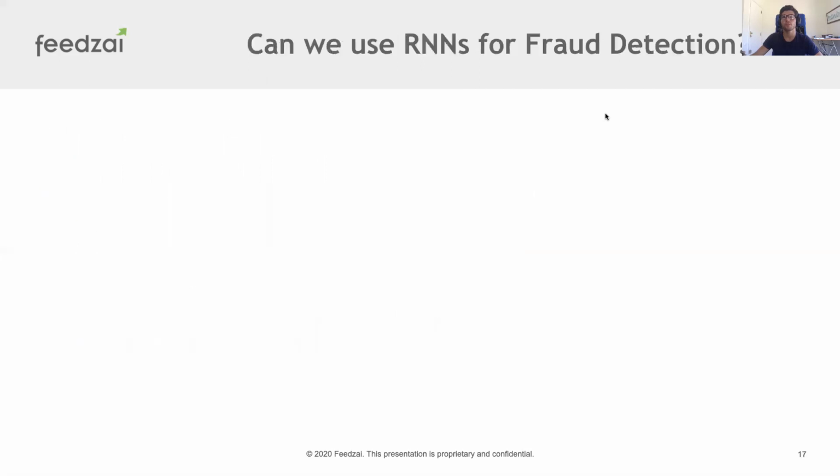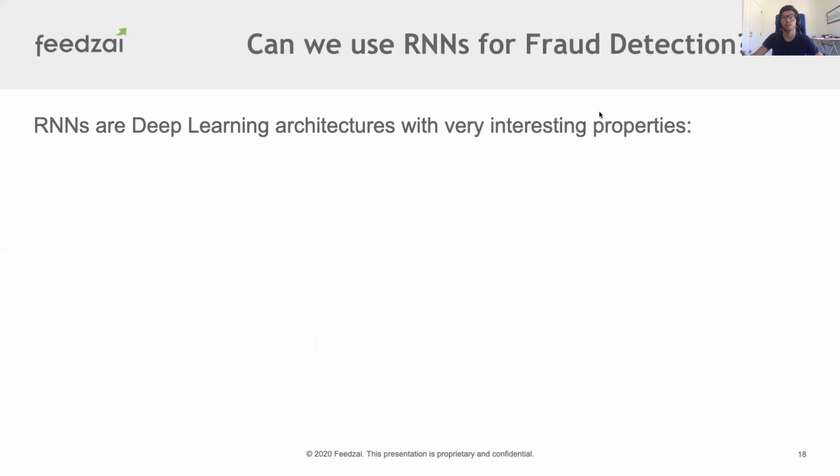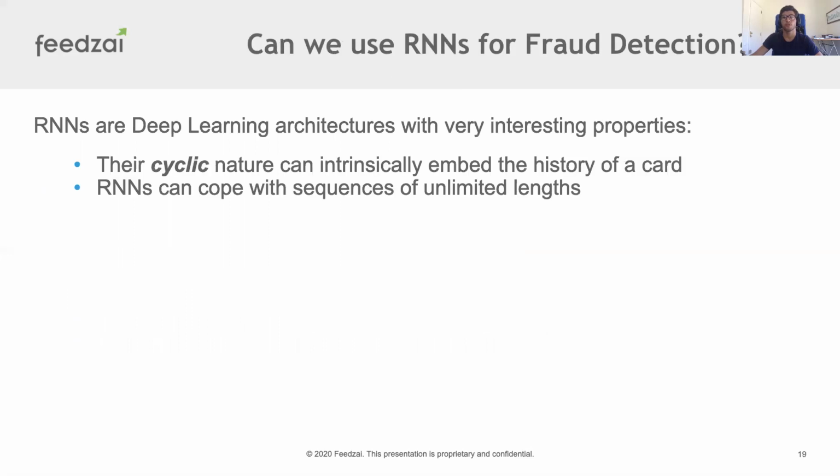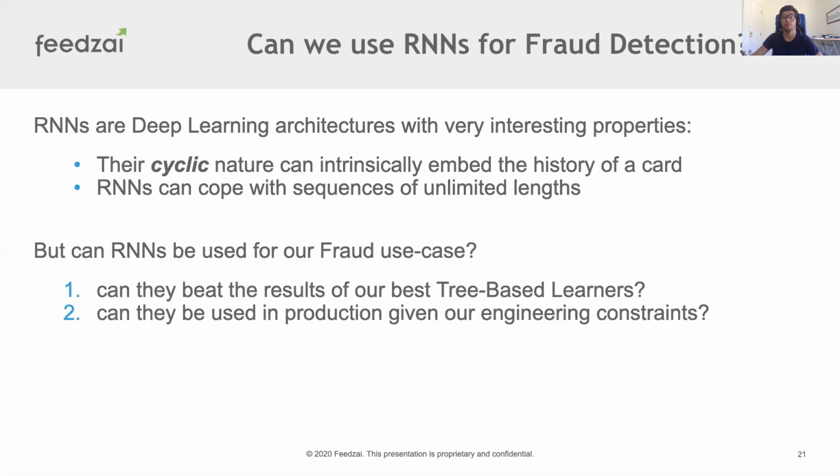The question we pose is, can we use RNNs for fraud detection? As we know, RNNs are deep learning architectures with very interesting properties for the problem at hand. They are of cyclical nature, and this allows them to intrinsically embed the history of a card in their recurrent states. Moreover, they can deal with sequences of unlimited lengths. But can they beat the results of our best tree-based models? And can they be used in production given our strict engineering constraints?